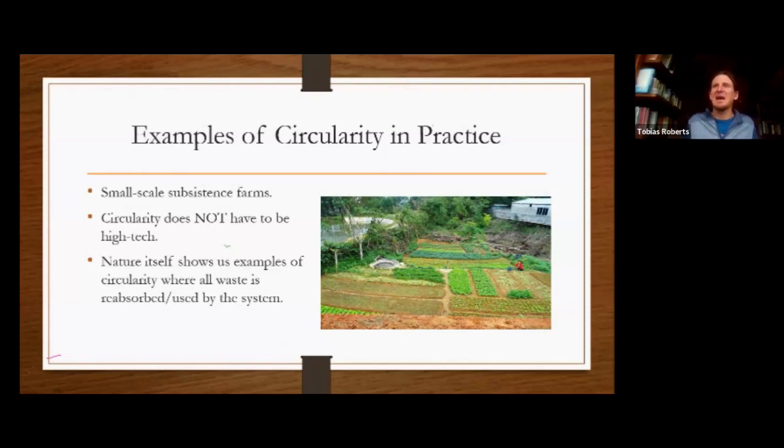So I would say that one of the challenges we have is how do we transform our economy to look more like the circular nature of regenerative farming, right? And so that showed that circularity does not have to be high tech. There are simple ways to mimic the natural world and build an economic system that recognizes that it exists within biophysical limits of the biosphere and designs appropriately, right? And nature always shows us examples of how we can do that, how waste can be reabsorbed and used by the system.